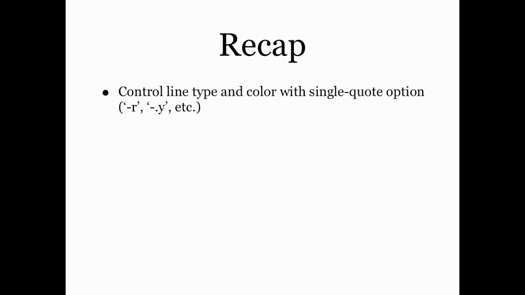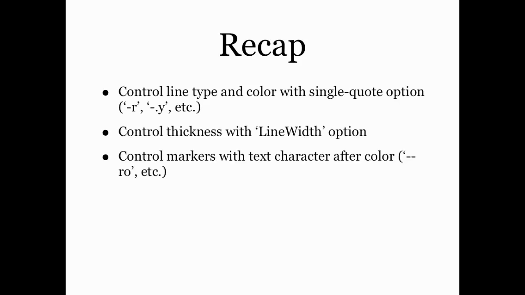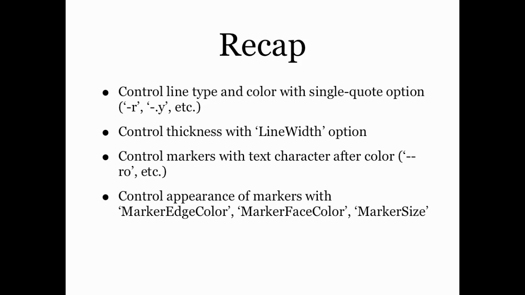So let's recap what we learned in the screencast. We've learned that we can control the line type and color of a plot with a single quote option, such as the ones you see here, just following the X and Y variables in the plot command. We can also control the thickness by following that with the line width option, and we can control whether markers appear by adding a single text character after the color, and then we can control how the markers look with these three commands here. And we've also learned that doc line spec is your friend. You can look these options up at any time you want.